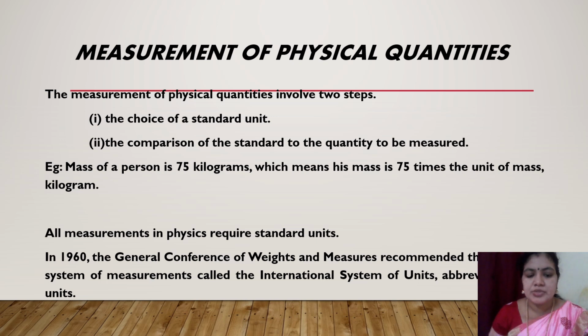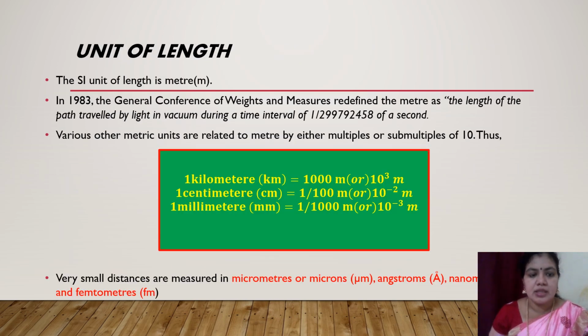framed by the General Conference of Weights and Measures, and these standard units are called the International System of Units, abbreviated as SI units. For length, the SI unit of length is the meter. In 1983, the General Conference of Weights and Measures redefined the meter. How do you define 1 meter? It is the length of the path travelled by light in vacuum during a time interval of 1 by this much quantity of a second.